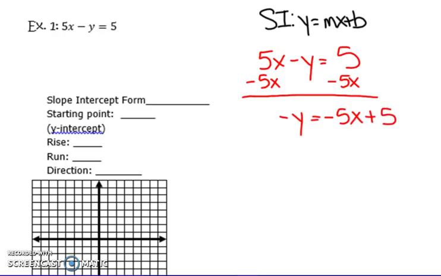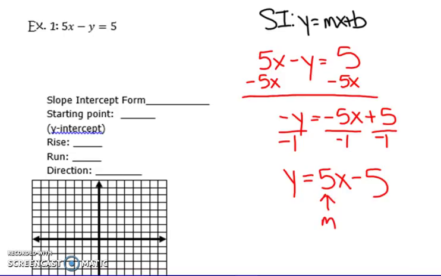Although y is on the left-hand side without any other variables, we do have that negative sign in front of it that we want to get rid of. So we're going to divide all my terms by negative 1. I'm now left with y equals negative 5 divided by negative 1, which is positive 5x. Positive 5 divided by negative 1 is negative 5.